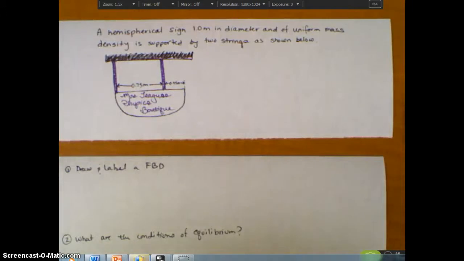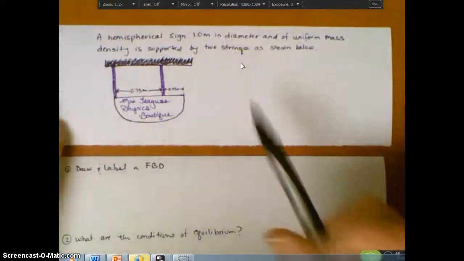Howdy guys, I'm going to run you through a quick example of another equilibrium problem so that you can practice at home before you take the quiz tomorrow.